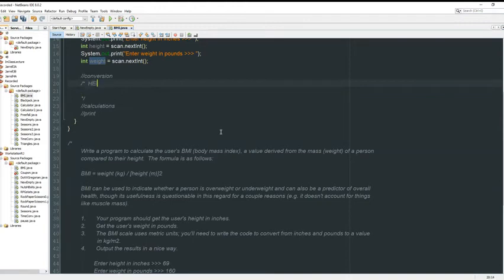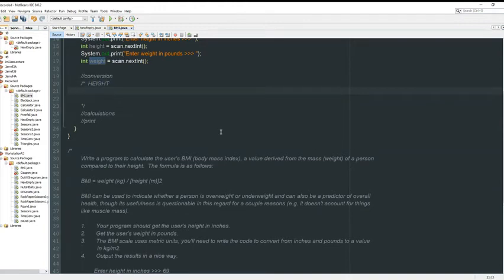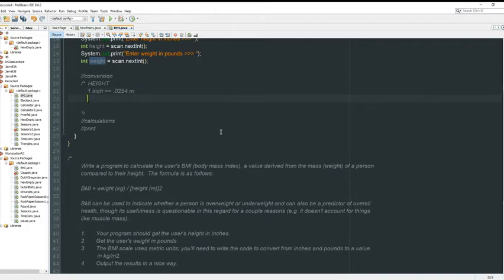let's look at height first, I guess. So we know that 1 inch is the same thing as 0.0254 meters. And no, I do not know that by memory. I've got it written down right here. Or we could go the other way around and say 39.3701 inches is equal to 1 meter.